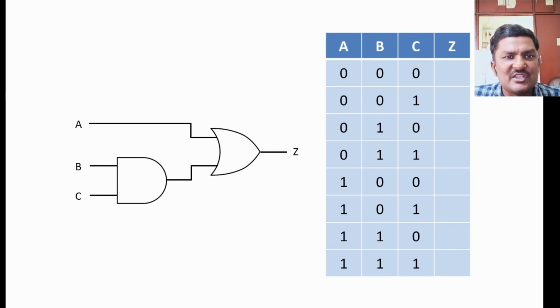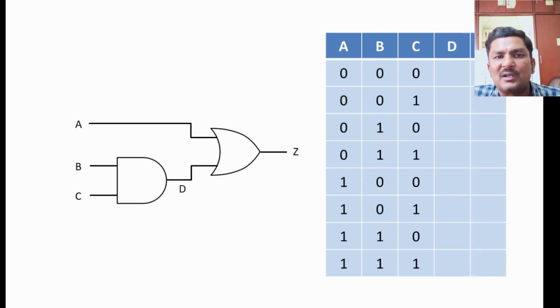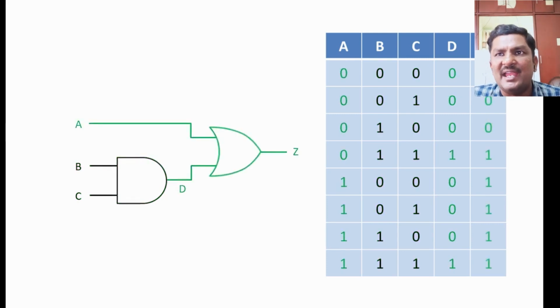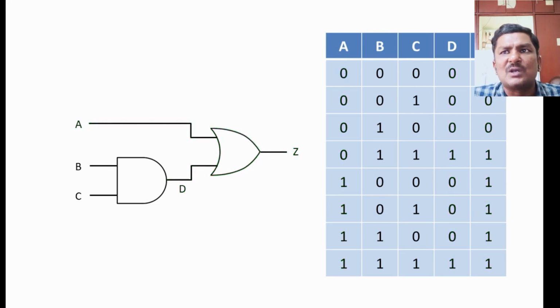Next, the combination of AND gate and OR gate. B and C are inputs of AND gate. D is the output of AND gate. A and D are inputs of OR gate. Z is the output of this combination. So when either A or D equal to 1, Z equal to 1, so the values of Z are shown in the tabular form. This is example 5.